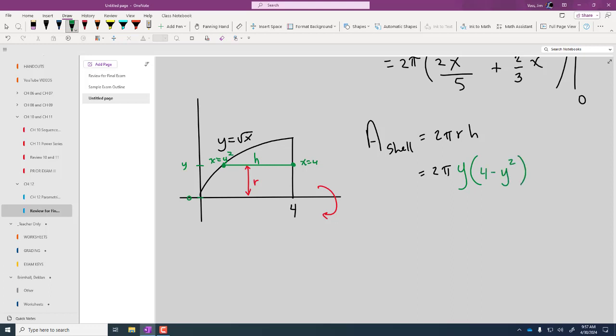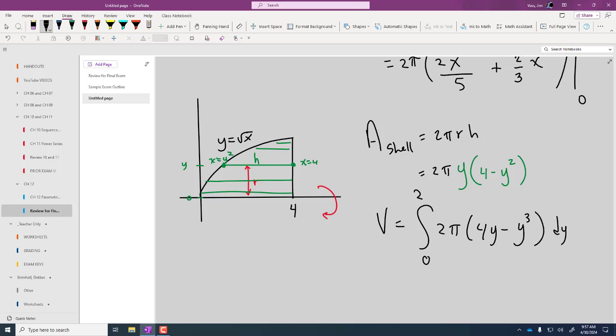That would be the height. And then how about the limits of integration? 0 to 2, exactly. Plug in 4, get the y value. If we plug in the 4 right there, square root of 4 is 2, so that tells us that we can imagine there being horizontal elements all the way from 0 all the way up to y equals 2. So we'll go 0 to 2. And then we would multiply this out and then integrate.